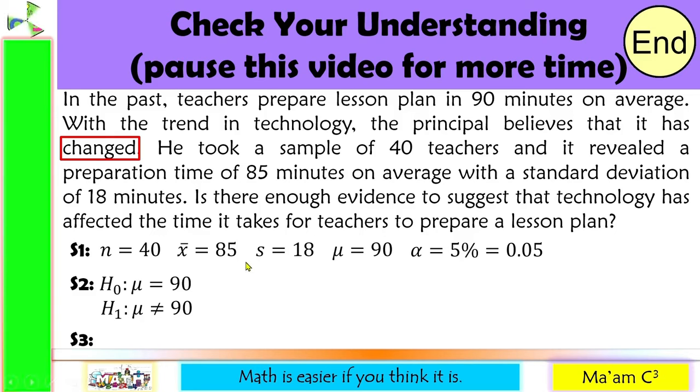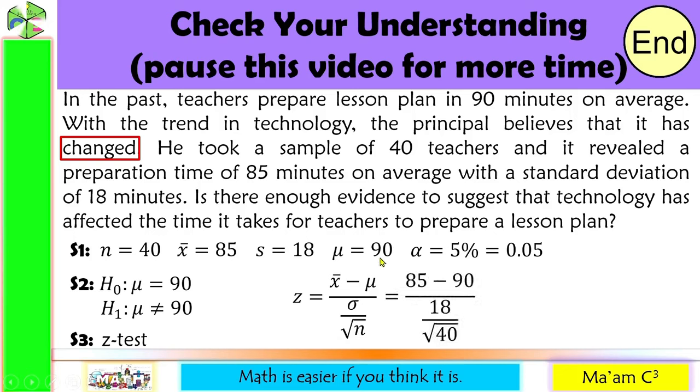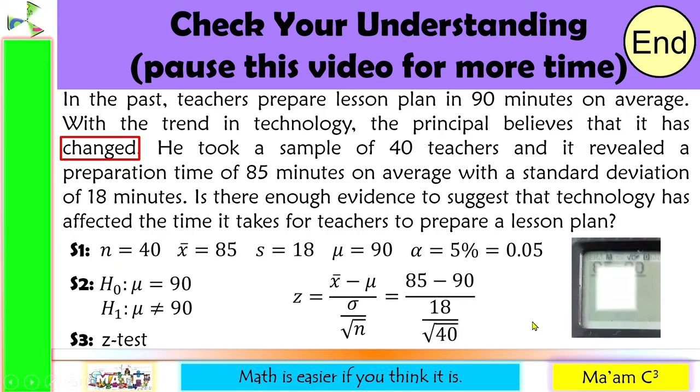We are given sample standard deviation, but our sample size is greater than 30, so we're going to use z-test. Recall the formula and substitute our given here. Encode this in our calculator. This will give us negative 1.757 rounded off to the nearest thousandths.